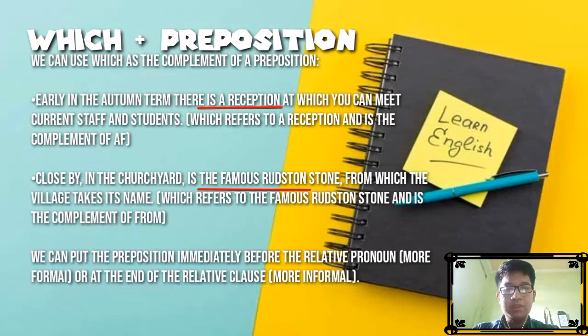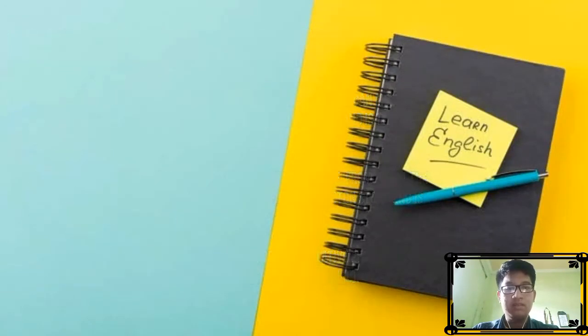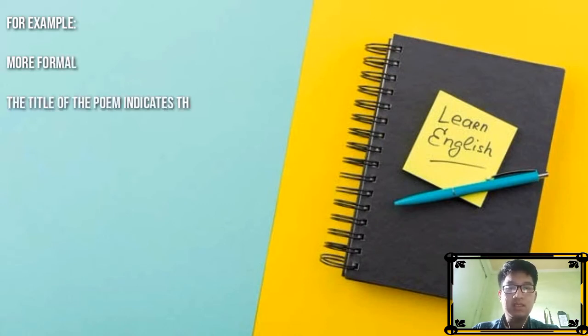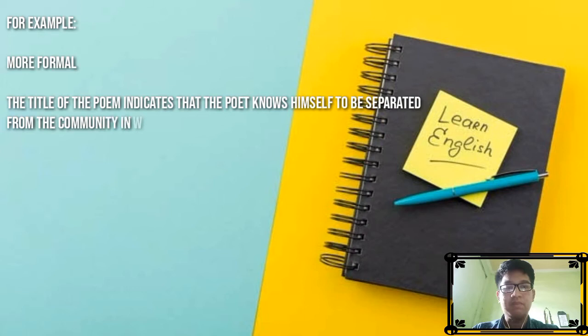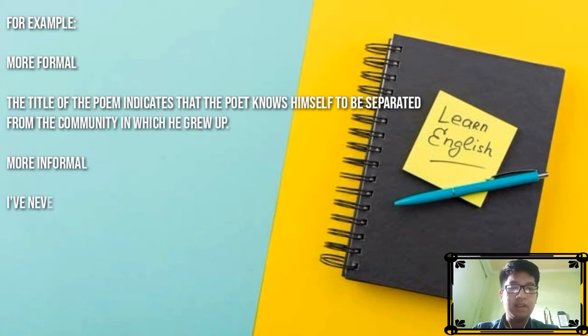We can put the prepositions immediately before the relative pronoun, more formal, or at the end of the relative clause, more informal. Example of more formal: the title of the poem indicates that the poet knows himself to be separate from the community in which he grew up. Example of more informal: I've never felt close to the community which I grew up in.